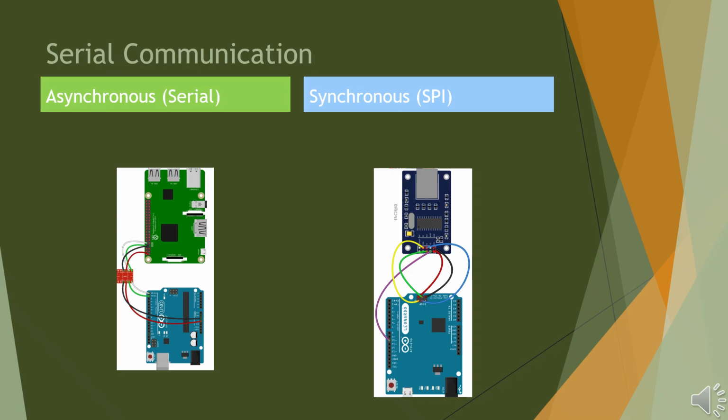MOSI, master out, slave in, data from Arduino to module. MISO, master in, slave out, data from module to Arduino. SCK, clock, synchronizes data transfer. CS or SS, chip select, enables one device at a time. In this setup, the Arduino acts as the master and the sensor as the slave.